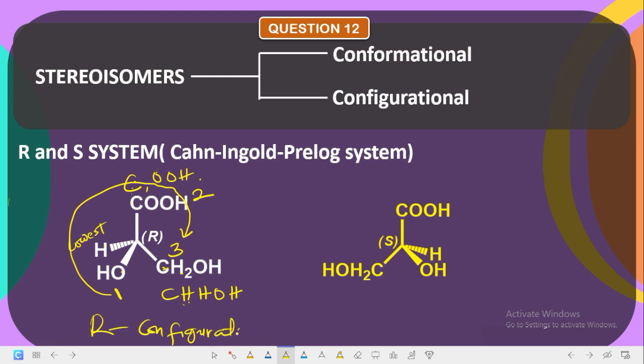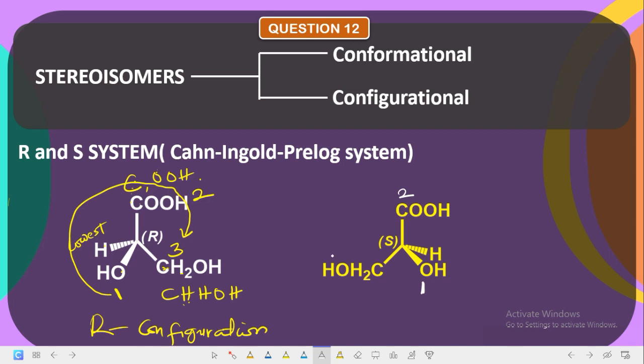R configuration. Is that okay? Now how about this? Look at the way they now orient it. This is what? Okay, this is carbon 1 here. Or let's not be calling it carbon 1, my mind is always carbon 1. This is position 1. And this is what?